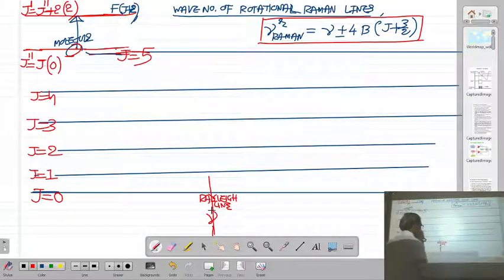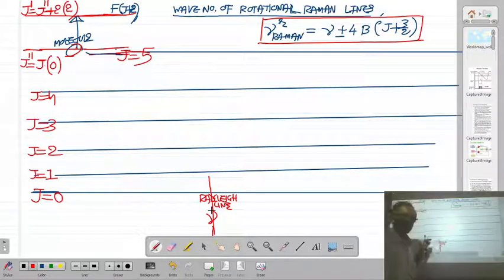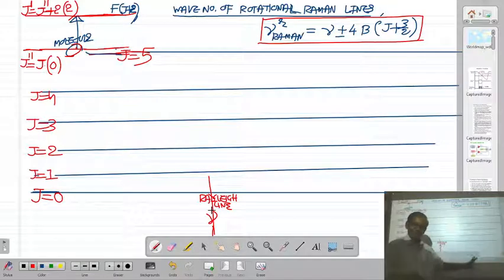Wave number is nu, right? Rayleigh line is corresponding to delta J is equal to 0. The transition corresponding to delta J is equal to 0, for which the quantum numbers J' and J'' are the same. Okay? The transition corresponding to J' and J'', so delta J equal to 0, will give a Rayleigh line at wave number nu.